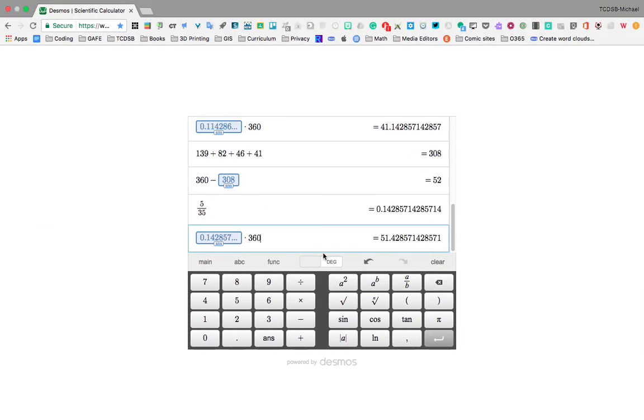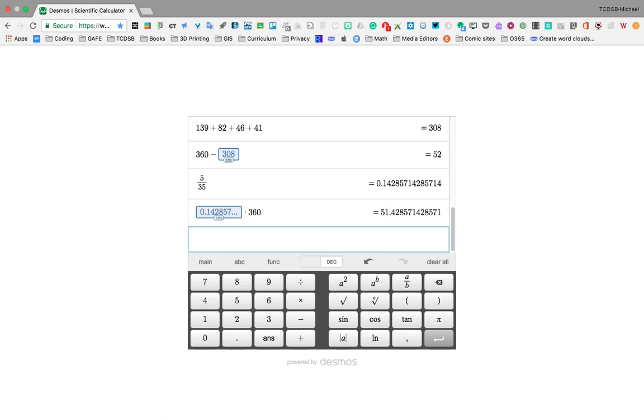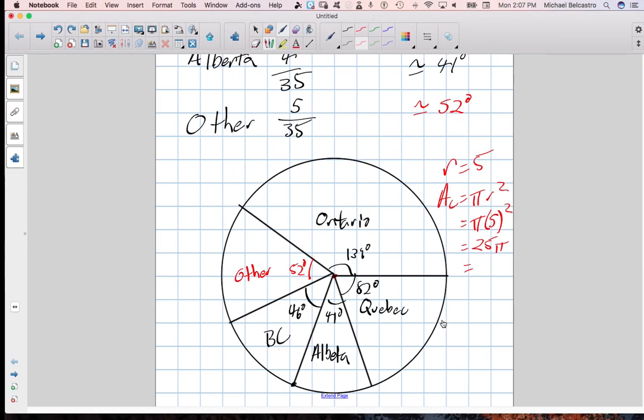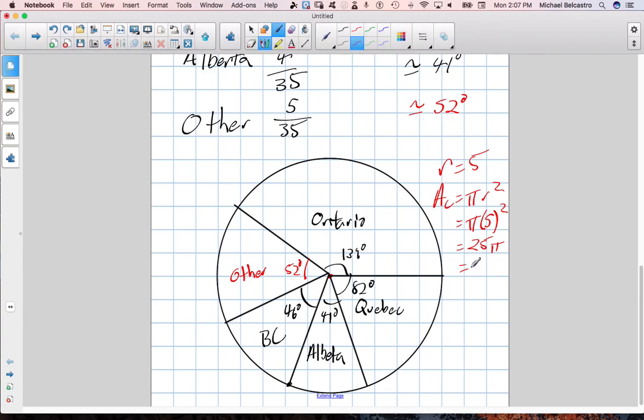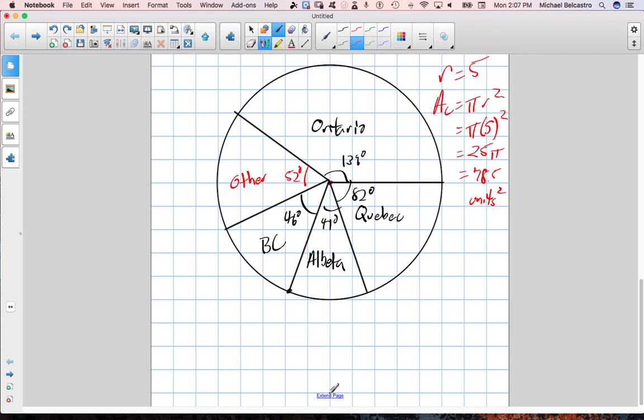Let's quickly calculate that on the other side. 25 times, I think they should give me some constants somewhere. Oh, there, this is pi. Great. 78.5. So this is 78.5 units squared. Okay, so I'm going to scroll down just a little. We're going to get our Ontario information.